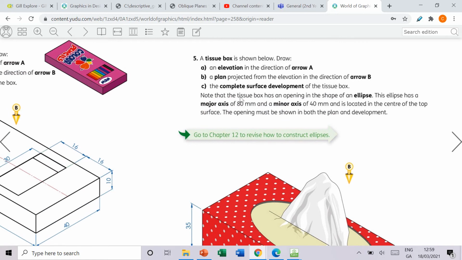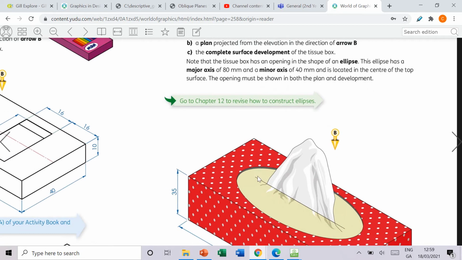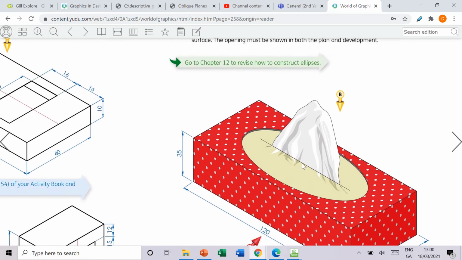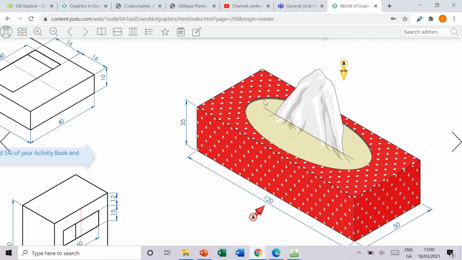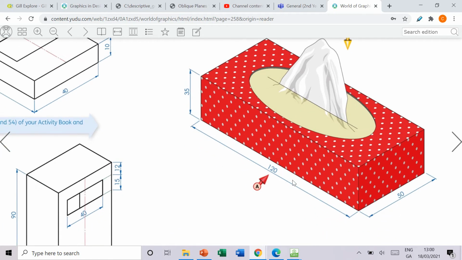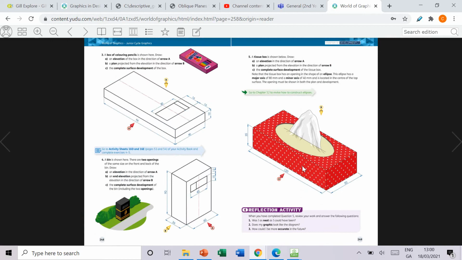Now, we also have to note that the tissue box has an opening at the top of the shape, and it's in the shape of an ellipse. This ellipse has a major axis, which is 80 mil, so the major axis is the wide one here, and a minor axis of 40 mil, so that would be this one here, and is located at the center of the top of the surface. The opening must be shown in both the plan and the development. Now this opening, if you think of a tissue box, isn't going to go all the way through. It's only going to be on the top. So let's have a go at doing that first.